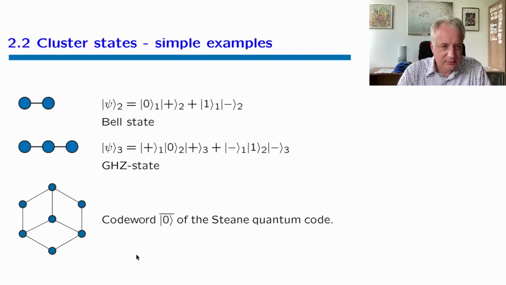Examples. So let's start with a cluster state of 2 qubits, so that if you work it out, becomes this state here. It's an entangled state, and up to local unitaries, it is equivalent to a Bell state. Okay, that's the simplest cluster state. So now 3 qubits in a line, that is a state that is up to local unitaries equivalent to a Greenberger-Horn-Zeilinger state.